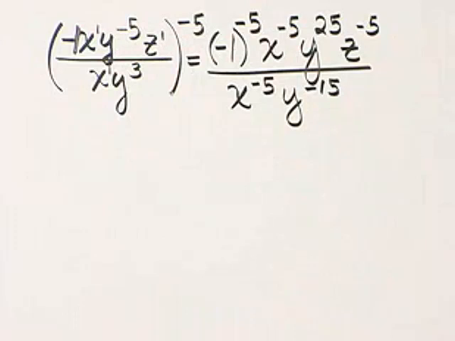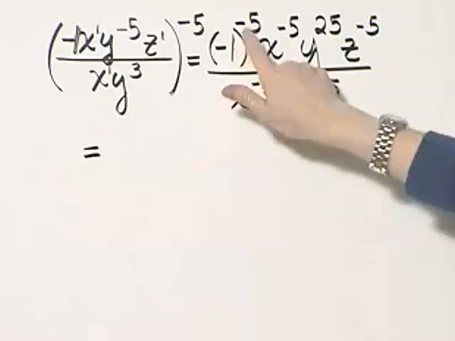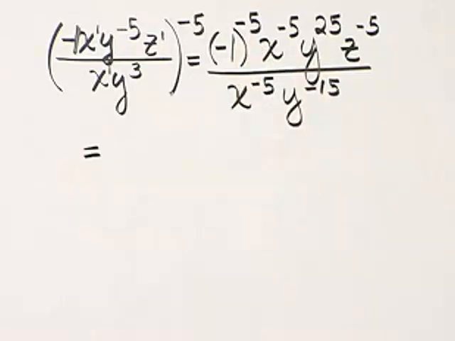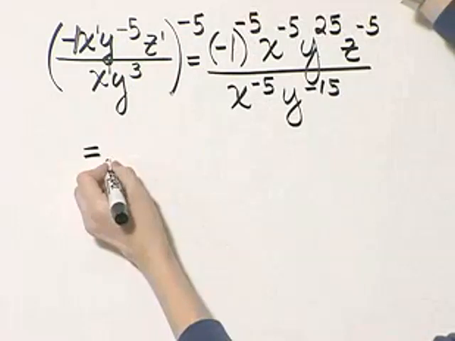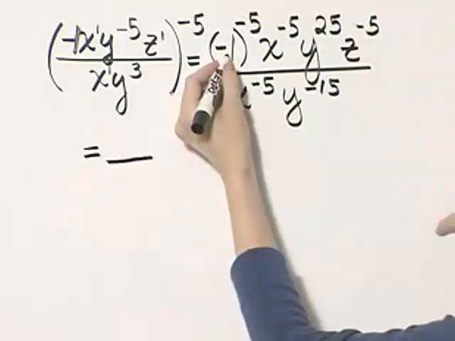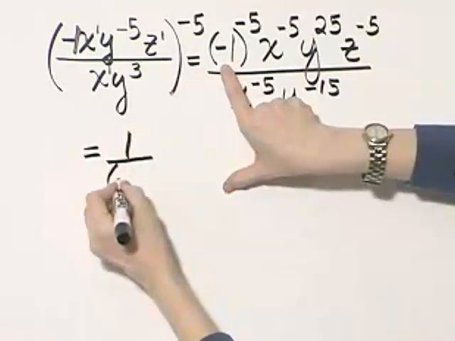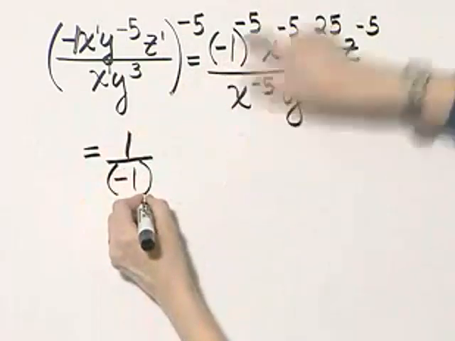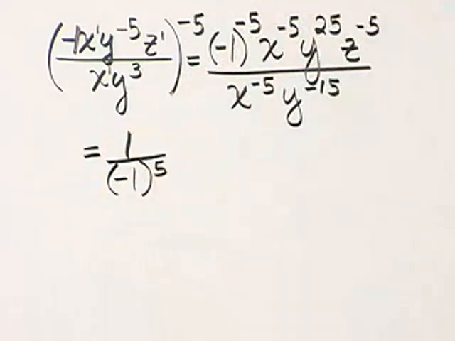Now let's continue simplifying. I have this negative 1 raised to a power of negative 5. With constants, I like to go ahead and take care of the negative exponent. So I'm going to write this as 1 over, same exact base, the base doesn't change, the power just becomes a positive power when I move it into the denominator.